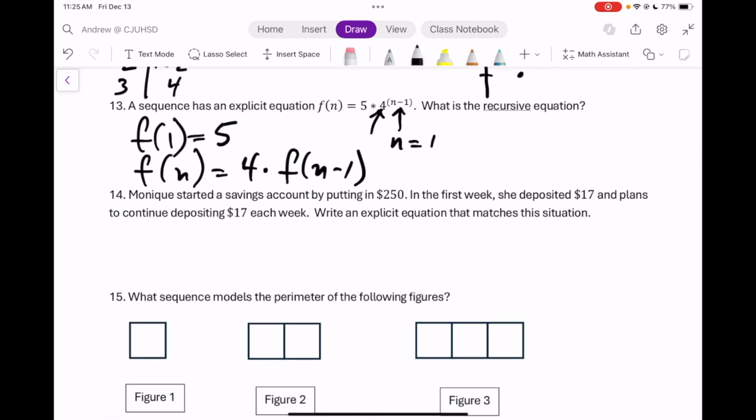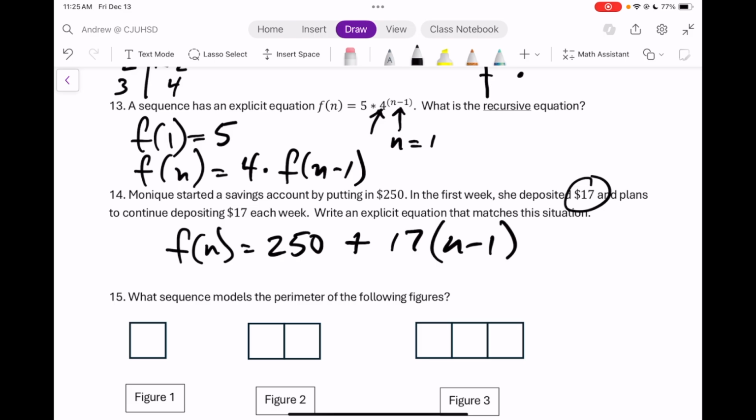Number 14, Monique started a savings account by putting in $250. First week she deposited $100. This is going to be positive 17. Plans to continue depositing 17 each week. So f of n is going to start at $250. I can do better than that. $250 and is going to increase by 17, n minus 1 times.